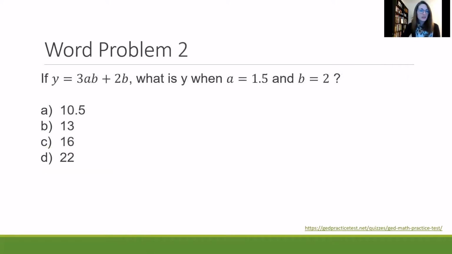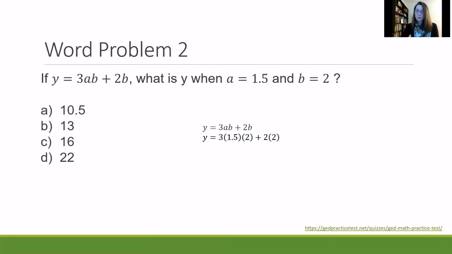For problem 2, it says, if y equals 3ab plus 2b, what is y when a equals 1.5 and b equals 2? Well, to solve this, all we have to do is plug in the numbers. Everything is given to us there. It's just a matter of getting it together and making sure we're solving it properly.